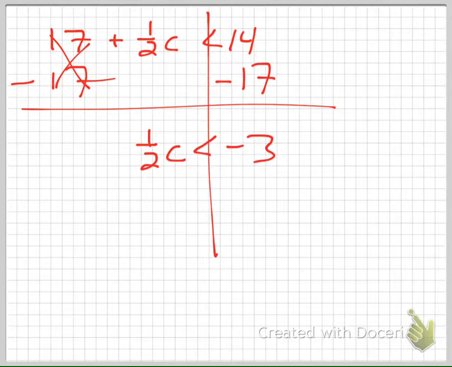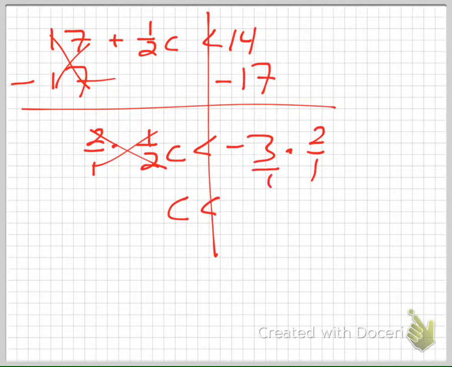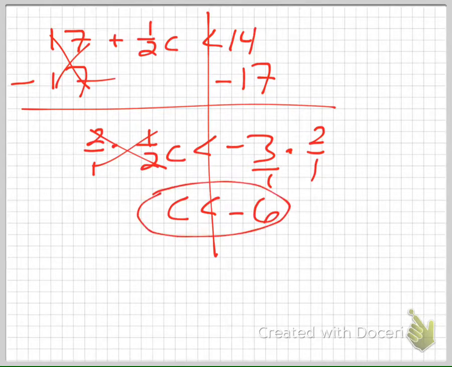Okay. Now, the c's not happy. He's being multiplied by 1/2. Do I divide by 1/2? Yes, but what is the easiest thing to do here? Multiply by 2/1. In essence, I am dividing by 1/2. It's just one less step to multiply by 2/1, multiply by 2/1. Those are gone. That leaves me with c. Did I need to flip the sign? No, because I multiplied by a positive, so I'm good. Negative 3 over 1, so negative 3 times 2 is negative 6, right? Did you all get negative 6?